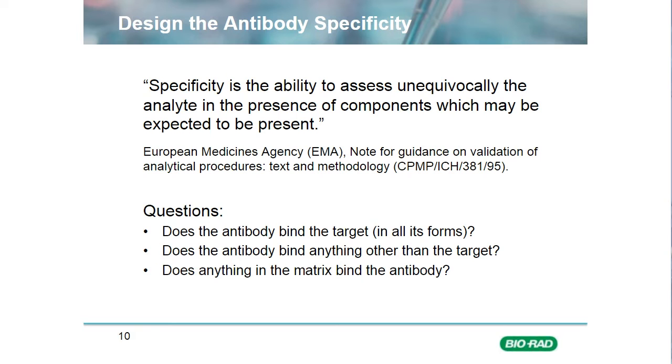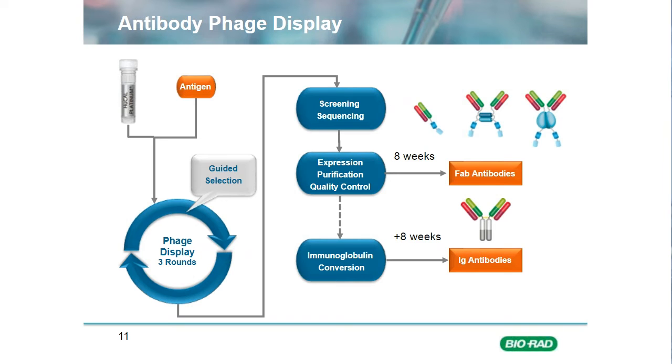So does the antibody bind the target, and if so, does it bind the target in all of its forms? Does the antibody bind anything other than the target? And does anything in the matrix either negatively affect the antibody binding, or does anything in the matrix directly bind the antibody itself? With these questions in mind, we can approach the antibody generation with a view to building these considerations in.